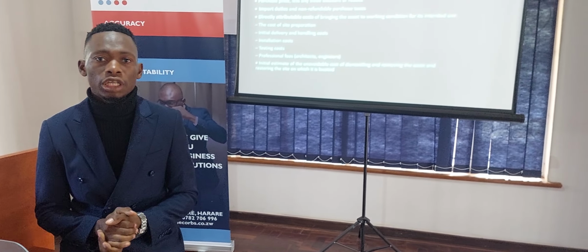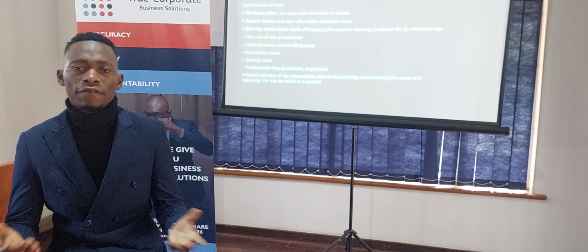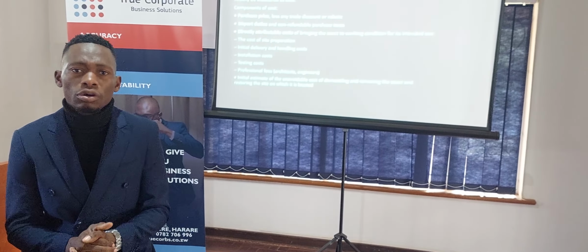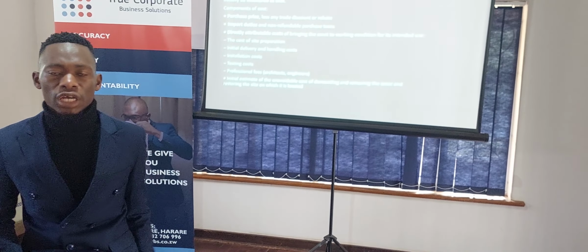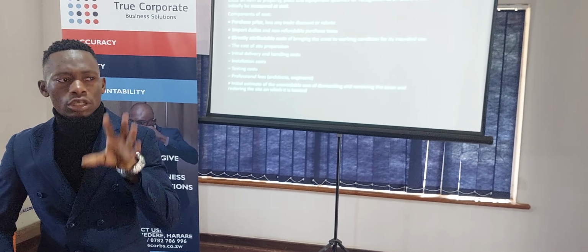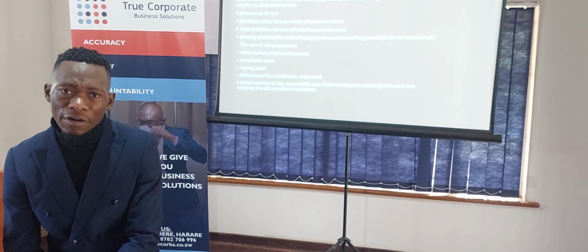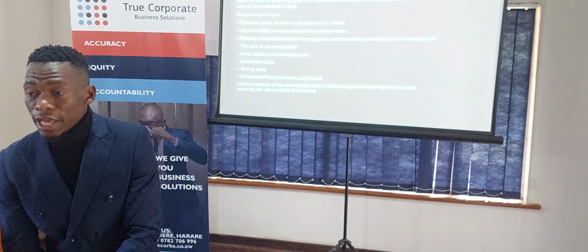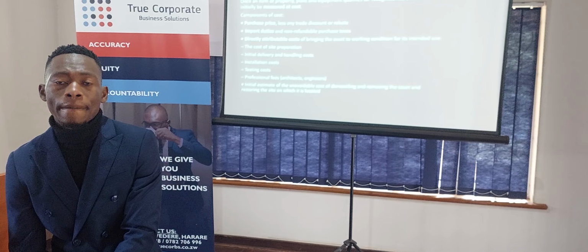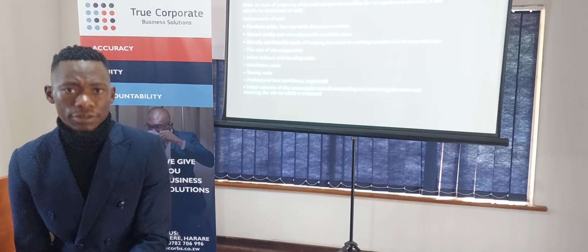We've discussed the initial measurement as well. Then on derecognition, when a company sells or disposes of an asset, it must be removed from the books. You must no longer continue to recognize it under non-current assets when you have disposed of the asset. On the disclosure notes, we disclose all the changes. For example, the opening balance of all our non-current assets was 500,000. Then the closing balance is now, maybe we can say, 900,000.